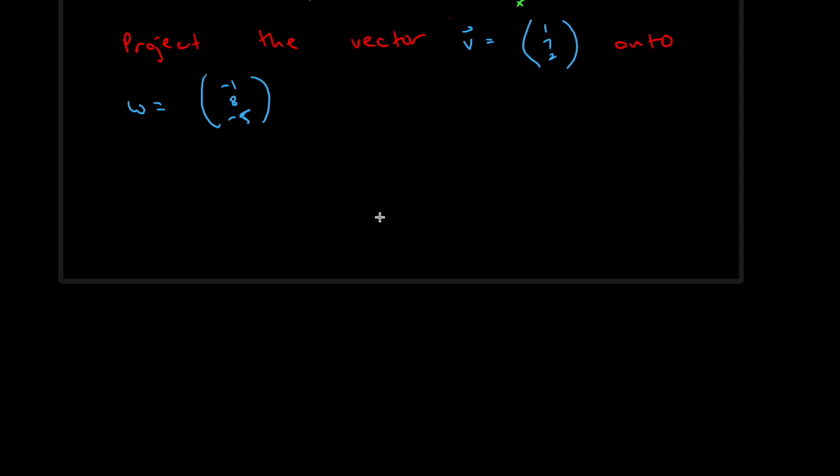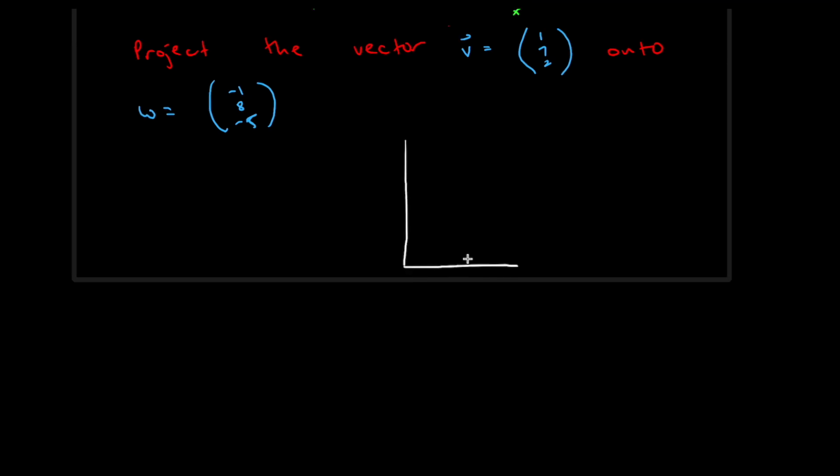Alright, so here we have project the vector v, 1, 7, 2, onto the vector w, negative 1, 8, negative 5. We're going to graph this so that it's easier to visualize. Here's our z-axis, x-axis, and y-axis. V, I'll do this in red, is 1, 7, 2. So 1, 7, and then 2 up. Looks something like this.